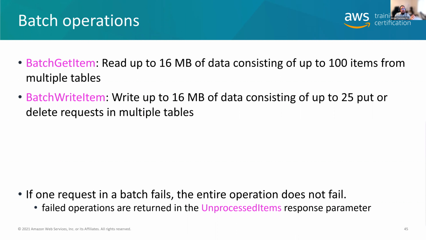to 100 items that can amass up to 16 megs, or 25 puts or deletes, right? Again, also up to 16 megs of data. If one of the requests in the batch, either of the 100 or the 25, fails, the entire operation isn't going to fail. What's going to happen is that they're going to return the unprocessed items to you for querying. So you can actually query unprocessed items and see what wasn't done.